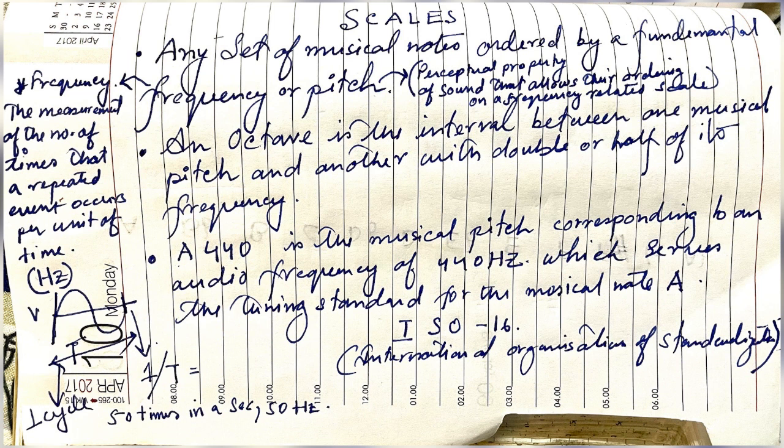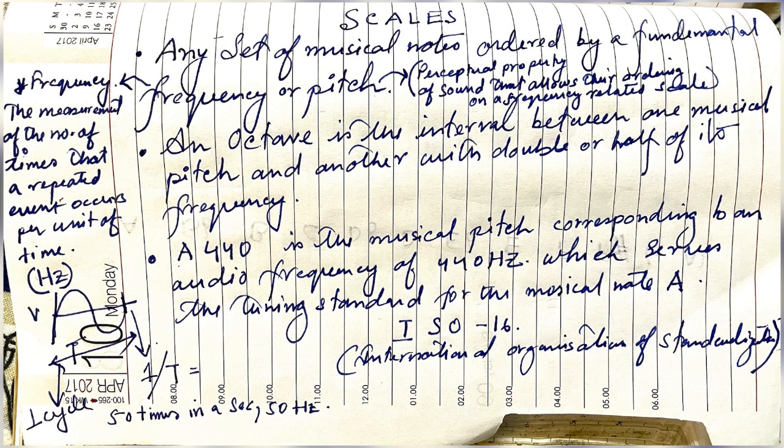There are many scales, you can create scales. In this lesson, we will only cover the major and minor. So this ordering of the notes from a lower to a higher octave, which can be termed as frequency or pitch, can be termed as scales. Now, some concepts that need to be understood: an octave is the interval between one musical pitch and another with double or half of its frequency.